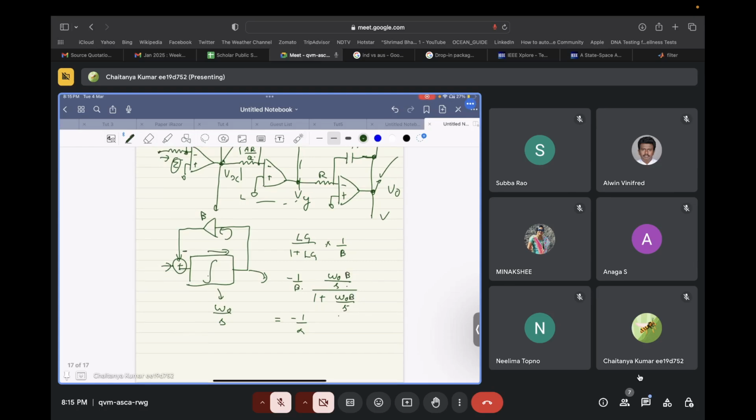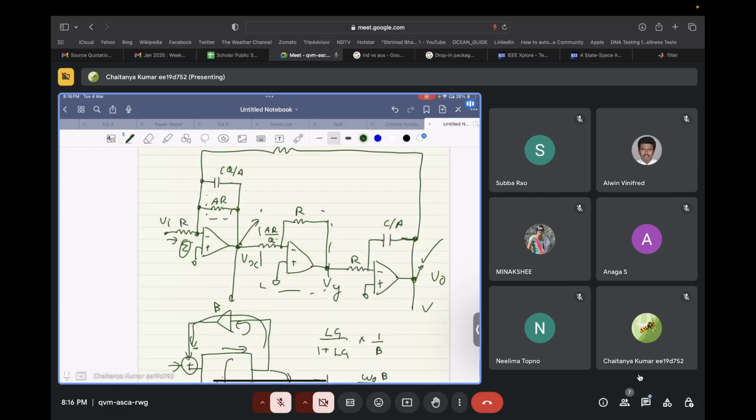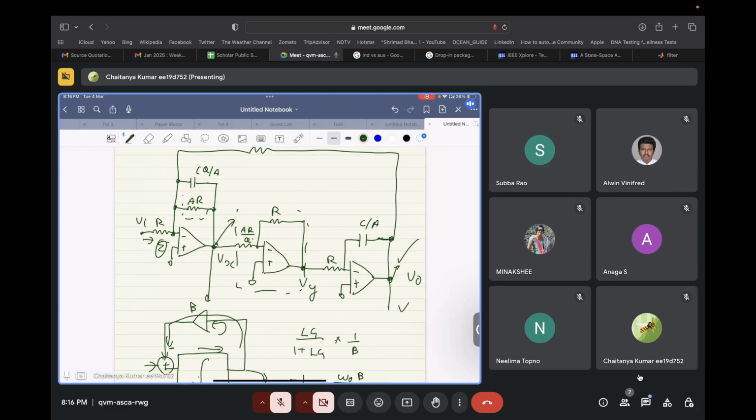So what we have is 1 upon 1 plus S by omega naught beta. So if negative feedback is introduced in an integrator, its transfer function from omega naught by S becomes something like this. This is called a damped integrator. And the same thing is happening over here. Earlier, if only this C was there, this would have been an integrator. Now since a resistive DC feedback has been introduced, it becomes a damped integrator.